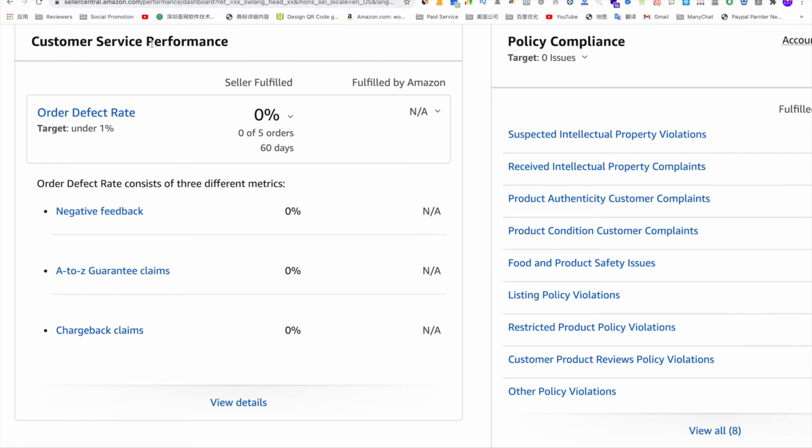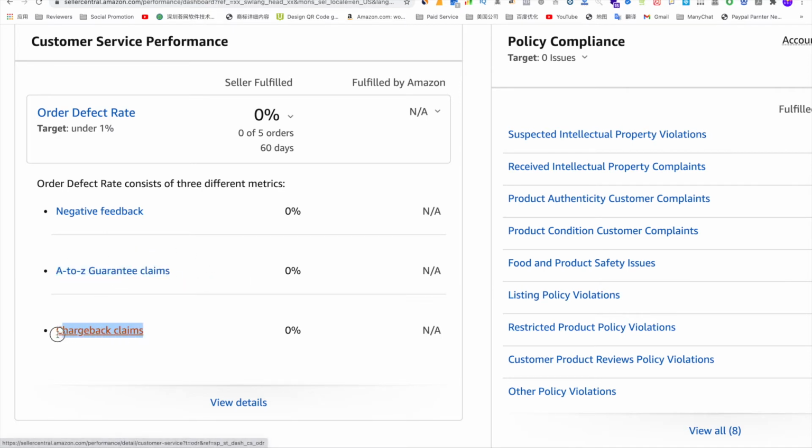If you look at customer service performance, your target is under 1%. Order defective rate contains three standards, or three metrics, that Amazon will take into account. The first metric is negative feedback. This is actually not about your listing or your products, but about your store. Then there are A-to-Z guarantee claims. That means if you ship the products by yourself and Amazon is not happy with the order, asks you for a refund, but you refuse, the customer can raise an A-to-Z guarantee claim. This is something you don't want a customer to do.